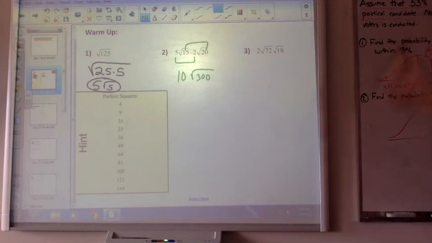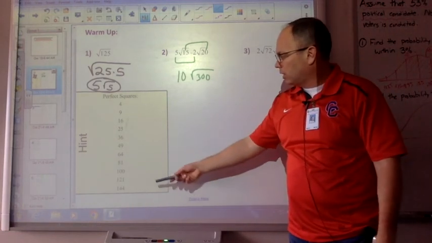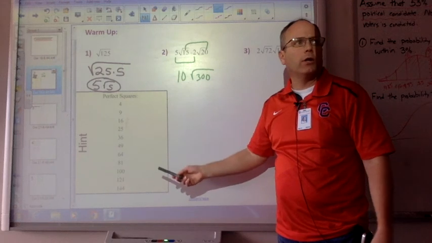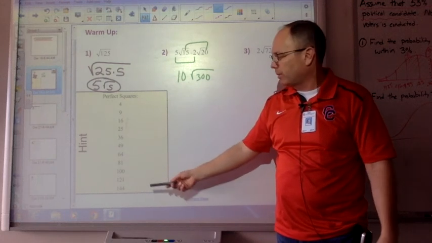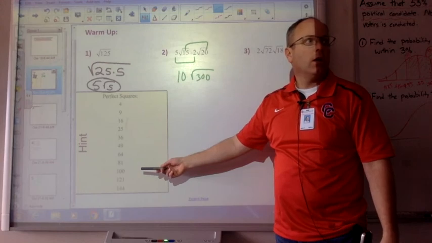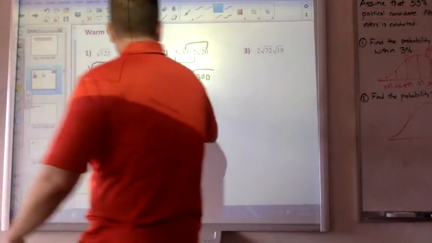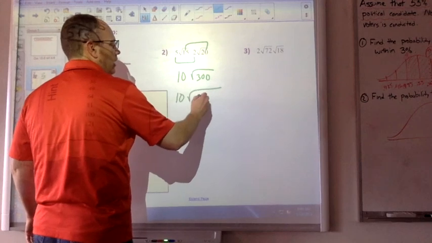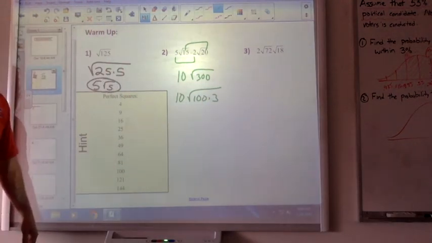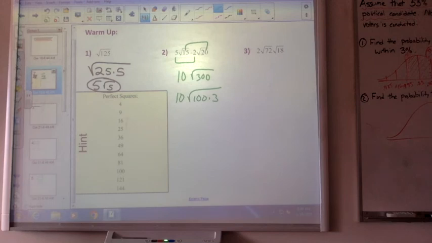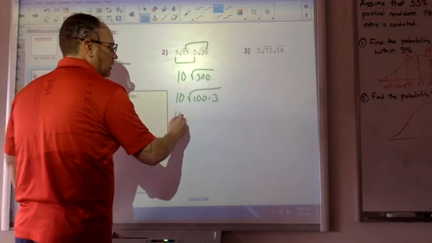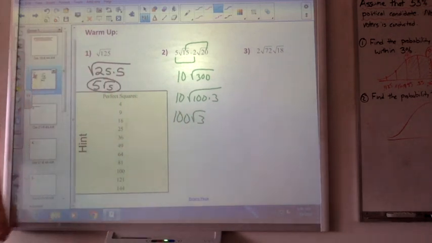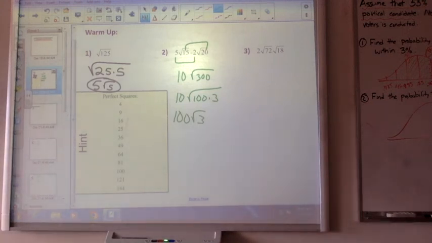Okay, so let's look at my perfect squares. What's the largest perfect square that's going to work in 300? 300 is going to be some number times some other number. 100? 100 times 3? Yeah. Okay, so this is 100 times 3. Agreed? What's the square root of 100? 10. Is there a 10 outside that we're going to combine it with? Yeah? Let's see if you can see what I just did. What did I just do? Took the square root of 100, which was 10, and I multiplied it with the other 10 already outside.